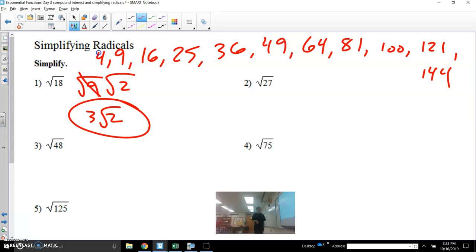For 48, you may be tempted to think about 4 times 12 since that's on the multiplication table. However, 12 has a perfect square in it, 4 times 3, so that's not the biggest perfect square. We should really lock on something like 16.